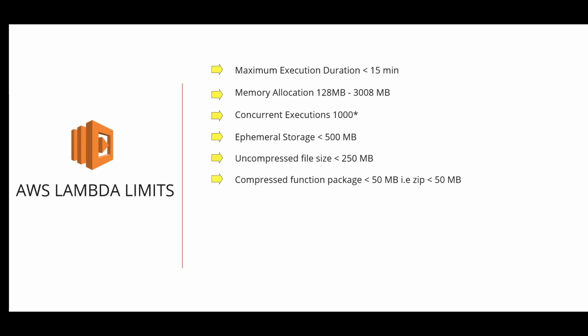Another limit is on the deployment package size, which is 250 MB for the unzipped and 50 MB for the zipped package size. The function package in a region should be less than 75 GB. So now let's look at the Lambda scenarios.